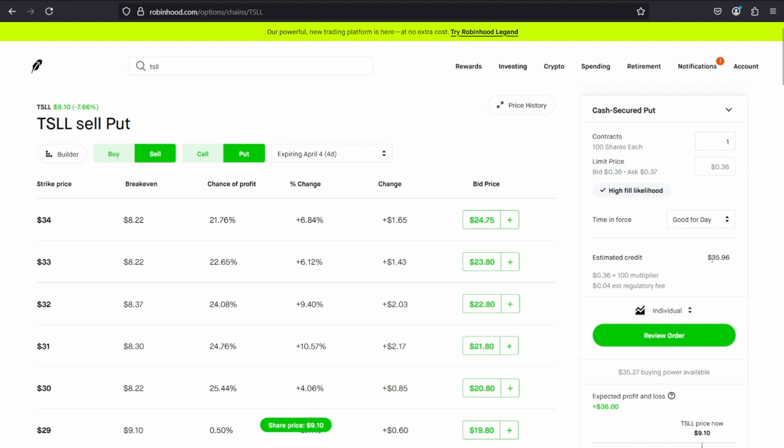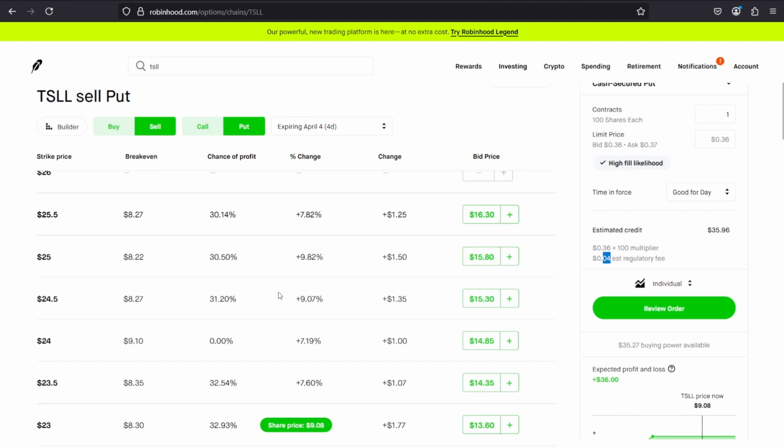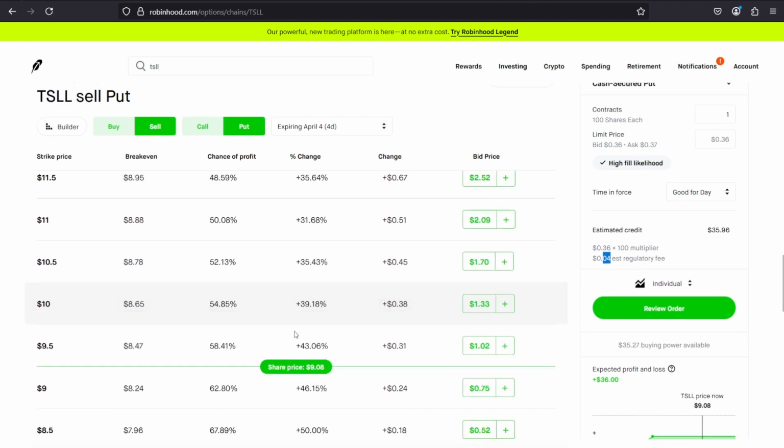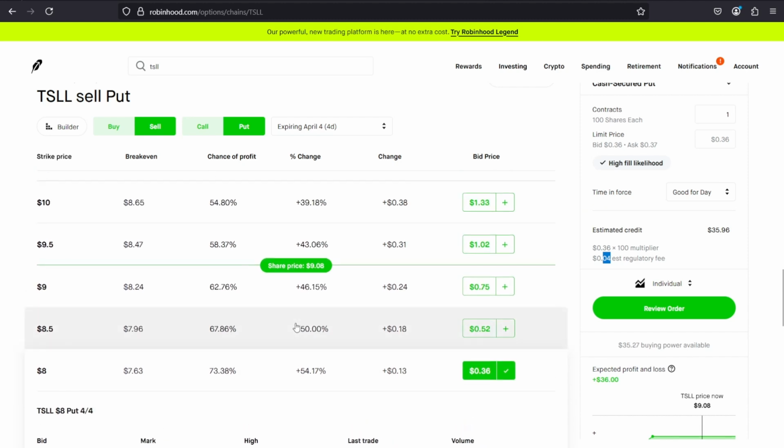Estimated credit is $35.96 after fees. We have 4 cents in fees on Robinhood. What this is going to do for you is put $36 into your Robinhood account. You can either hold that $36 and wait for the contract to either get assigned or expire worthless by this Friday, or you can distribute that.